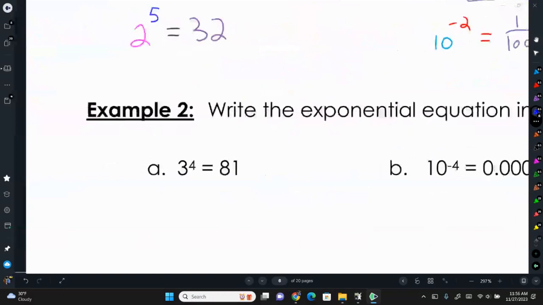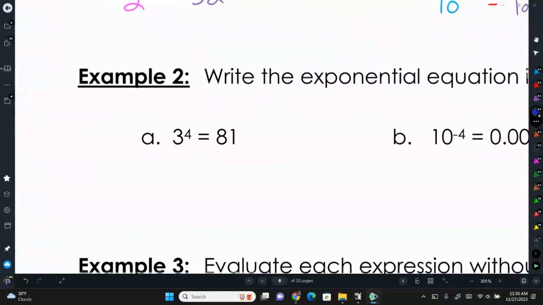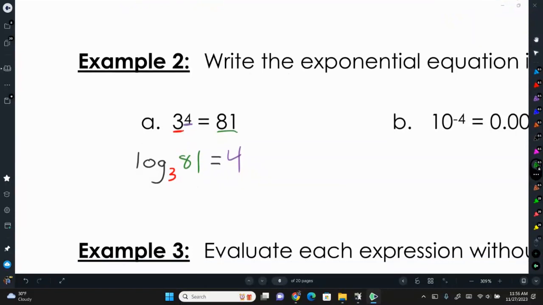So now we're going to go in the other direction. Write each exponential equation in logarithmic form. For these, I just like to start with writing the word log and say, okay, what is my base? My base is 3. And logs equal exponents, so then I write an equal sign and say, my exponent is 4. Well, then that means that the 81 must be my other number that goes with the log, the value. So we have log base 3 of 81 equals 4.